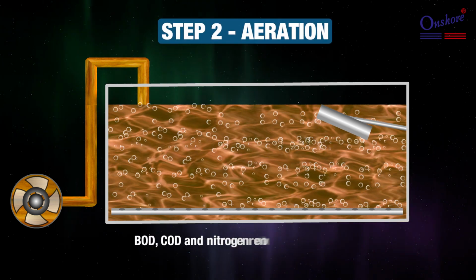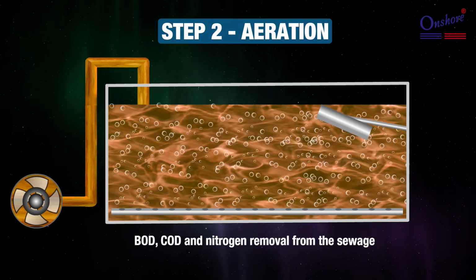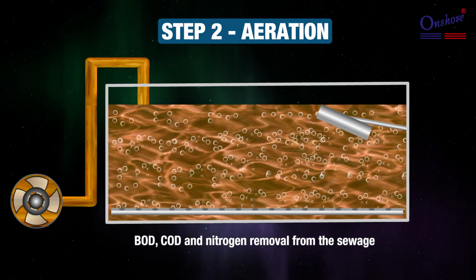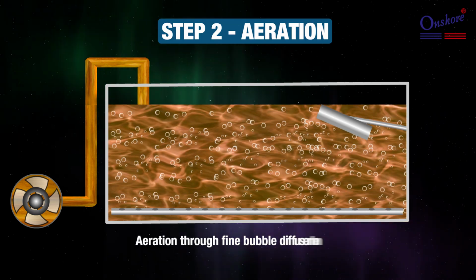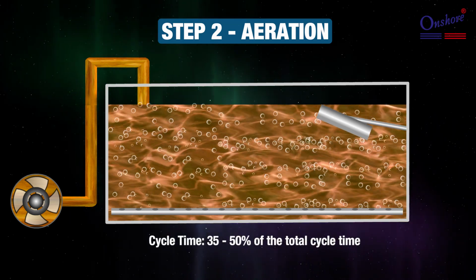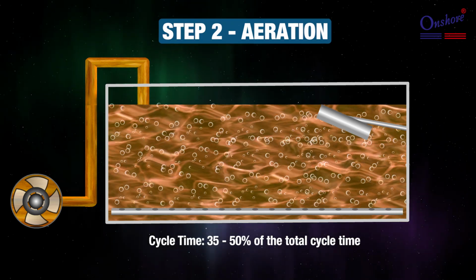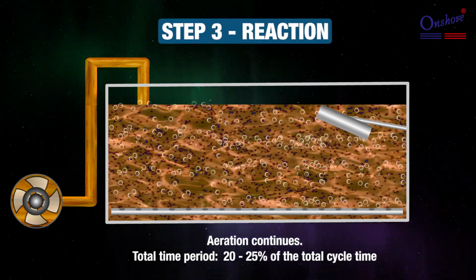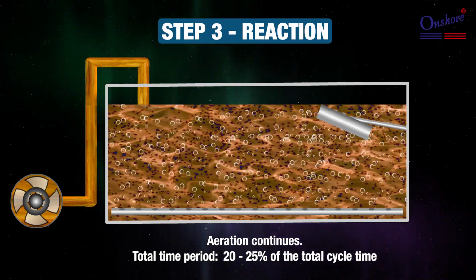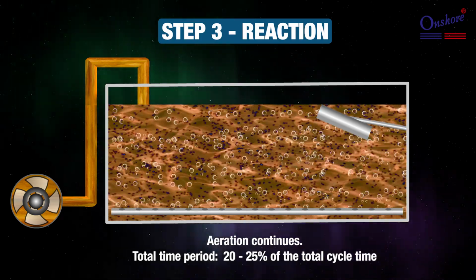Step 2. The next step is aeration for BOD, COD and nitrogen removal from sewage. Aeration is provided through fine bubble diffuser membrane and the cycle time is 35 to 50% of the total cycle time. Step 3 is the reaction time, where aeration continues and the total time period is 20 to 25% of the total cycle time.